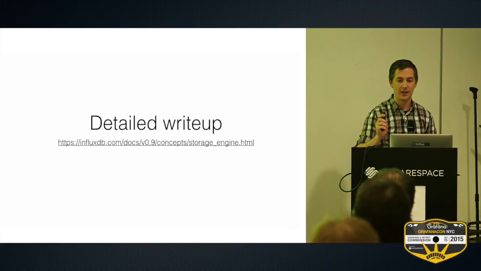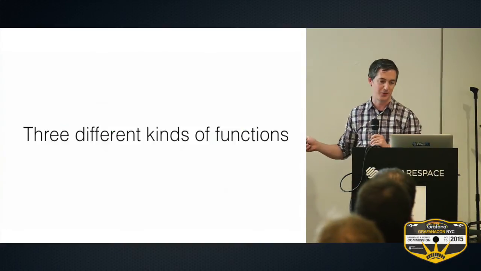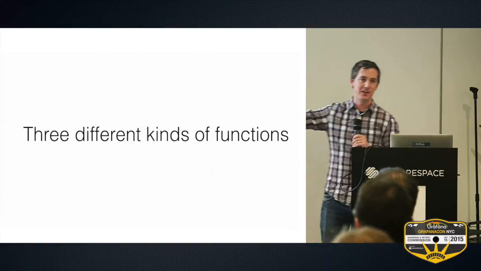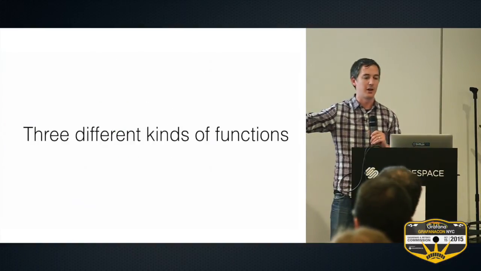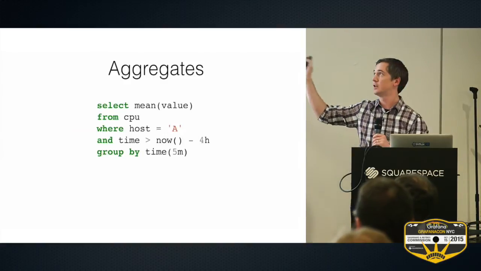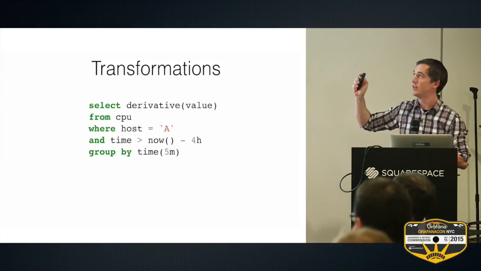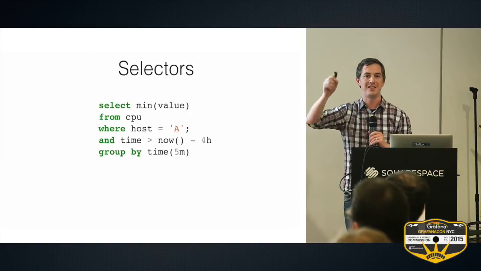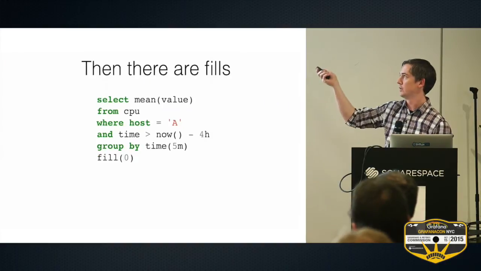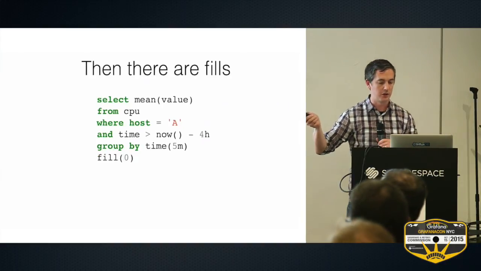All right, I have like 2 seconds to talk about query language stuff. So what we found in our query language is there are 3 different kinds of functions. There are aggregates, like mean. There are transformations, like derivative or fill. And then there are selectors, which you want to get at a specific data point, like min, max, first, last. Fill, like I said, is a transformation.